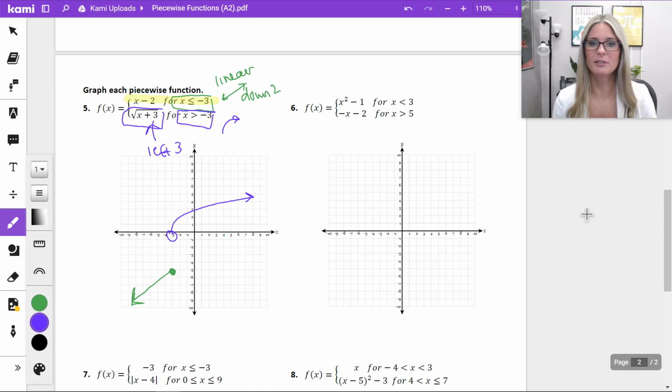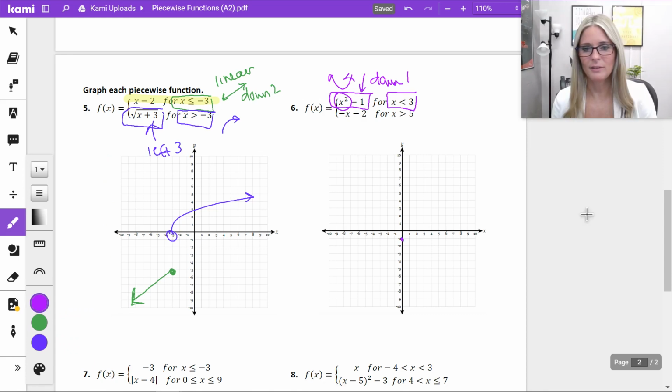Let's look at number 6. f of x equals x squared minus 1 for that top function, x squared minus 1 here, for all the values of x that are less than 3. All right, so parent function, a parabola. So on Delta Math, I'll choose that parabola shape to get me started. And I know that it has been shifted down 1. So graphing our parabola would look something like so.